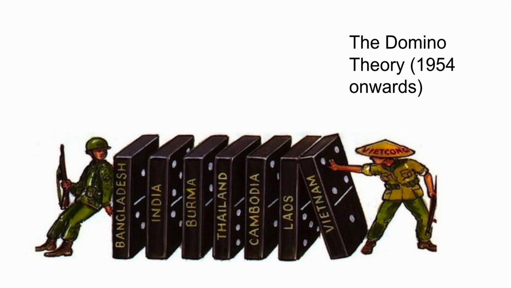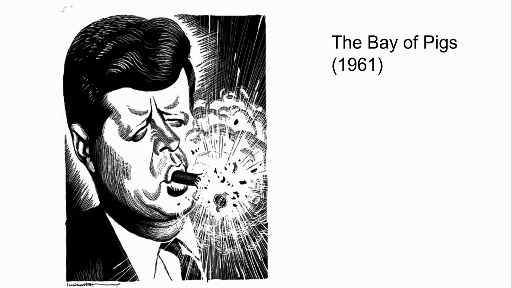So the next few cartoons are about Cuba. The first one is about the Bay of Pigs, which was an American foreign policy disaster, an attempted invasion of Cuba by Cuban exiles supported by the CIA. And here we can see JFK smoking a Cuban cigar. You can just see it says Cuba there, and it's blowing up in his face. So this is the idea that the events of Cuba have blown up in Kennedy's face, and it's a disaster for Kennedy.